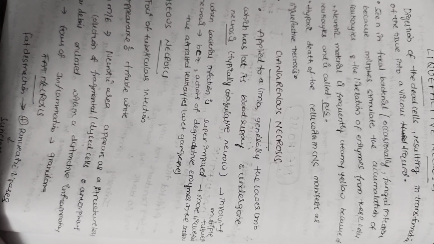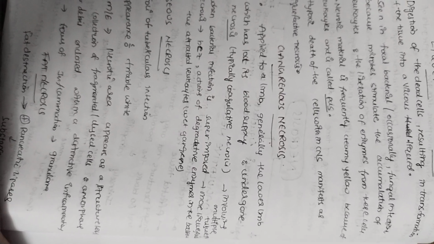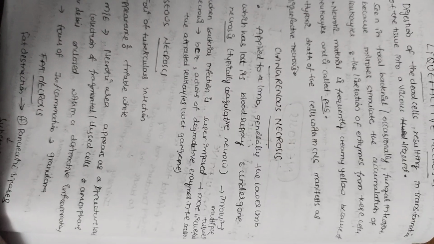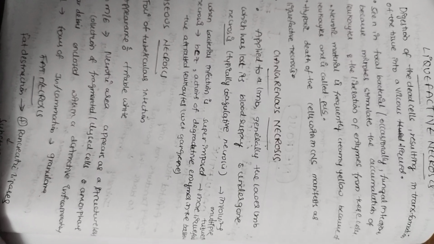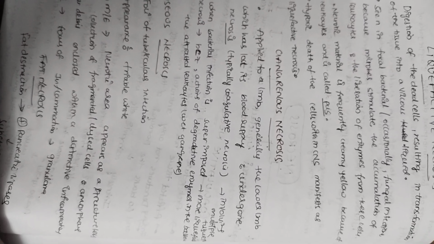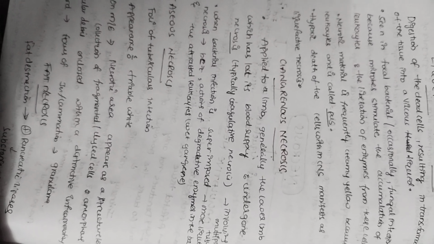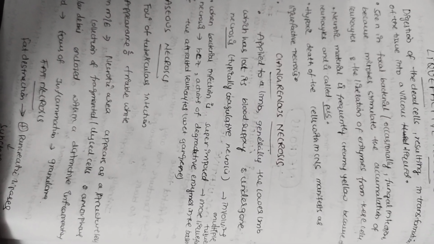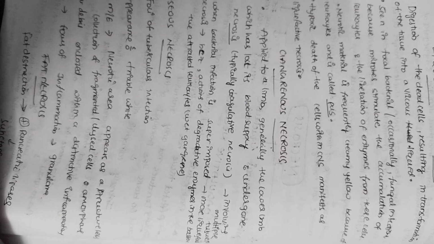It is usually seen as a creamy yellow appearance due to the leukocyte infiltration. We usually call this yellowish discoloration pus. Hypoxic death of the cells in the CNS will manifest as liquefactive necrosis.